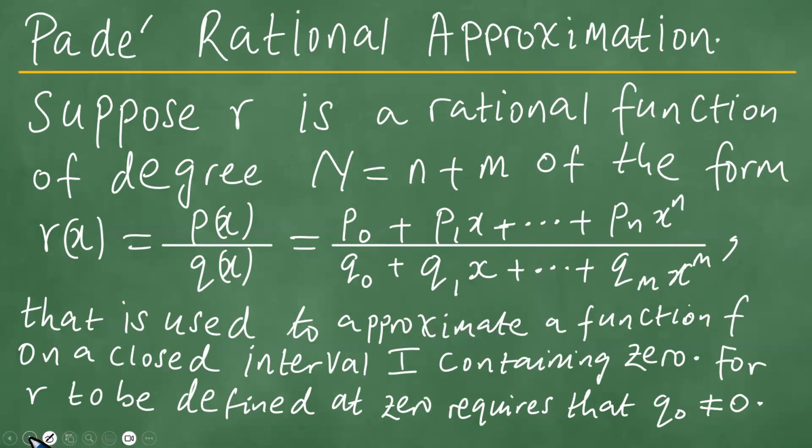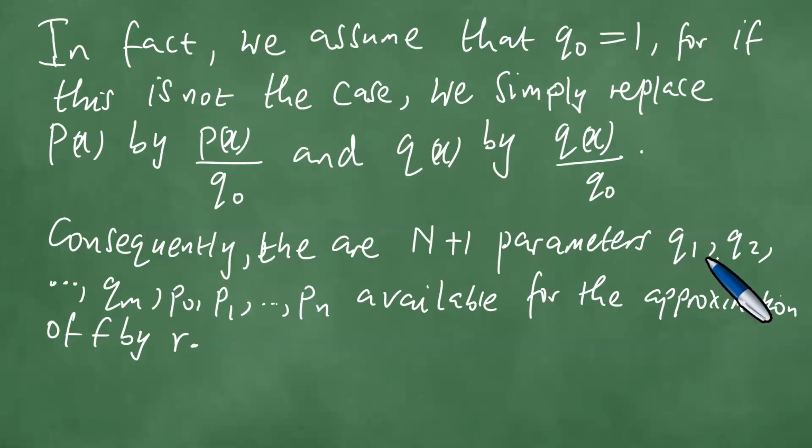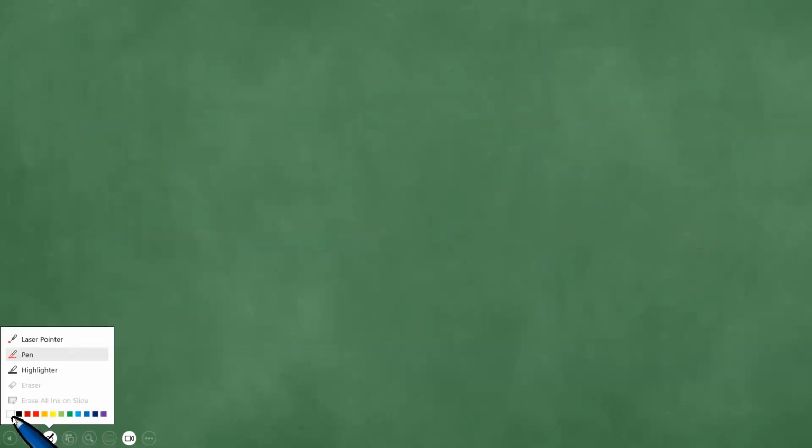So the parameters we consider, we consider from Q1. Why do we consider from Q1? Because if it is not the case that Q naught is 1, we use these parameters as those that are available for the approximation of f by R, and we continue with ease. Next question.